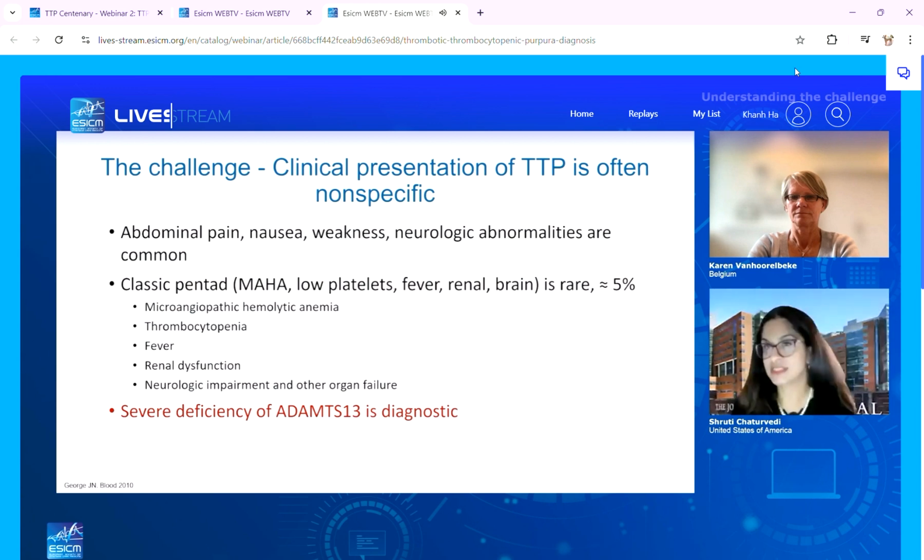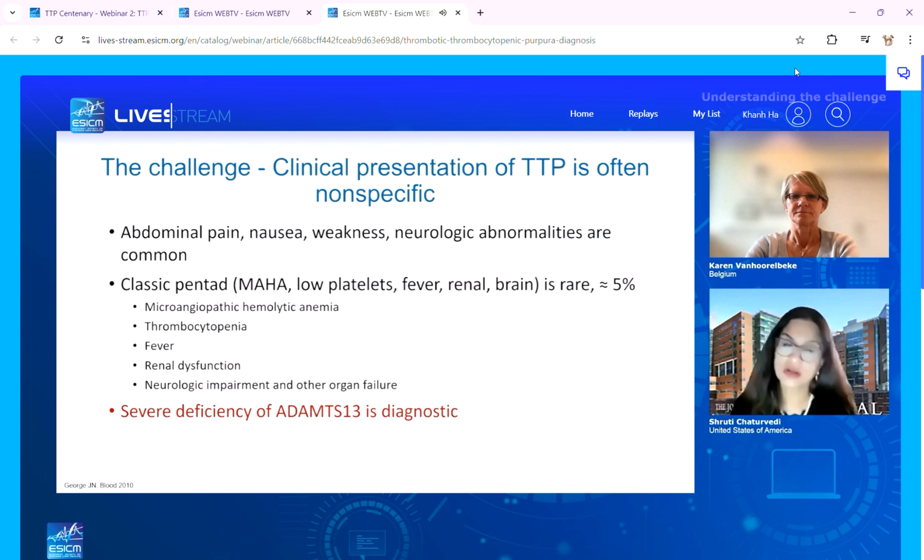And finally, the presentation is rather non-specific, which makes diagnosis challenging. Common symptoms such as abdominal pain, nausea, weakness, and sometimes quite mild neurologic abnormalities are very common, but do not scream the diagnosis in all cases.